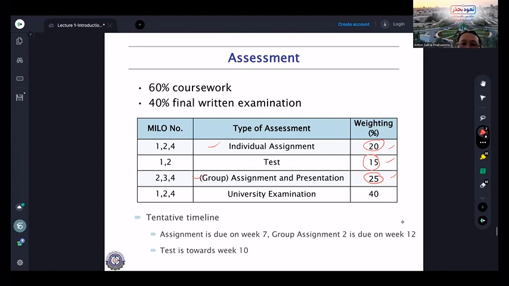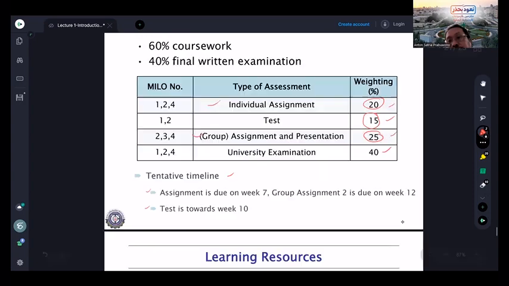And the test will contribute 15% of the total, and the exam will be 40%. This is only the tentative timeline, so it is still not confirmed. I will confirm later on, during the lecture. But the final examination schedule will follow the university examination schedule. For assignments, tests, presentations and so on, I will inform you later on.